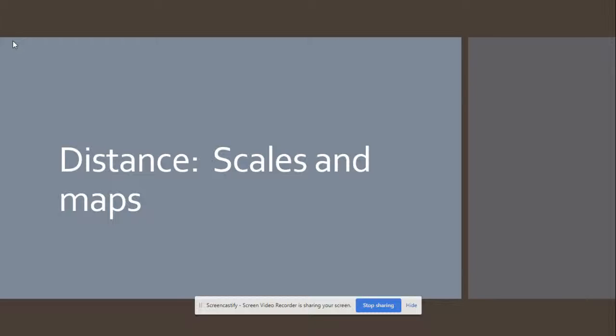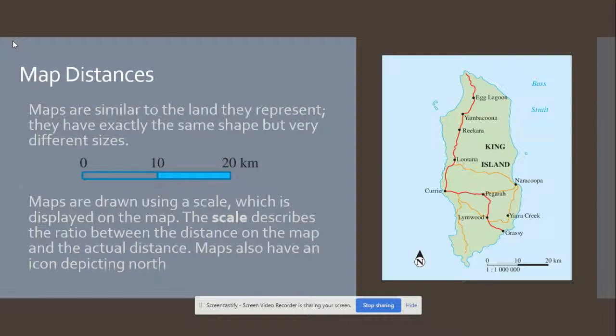All right, so we're looking at distance using scales and maps. If we look here, we look at a map distance. Maps are similar to the land they represent. They have exactly the same shape, so they're exactly as it goes around, but very different sizes. Okay, so here you've got 0, 10, and 20 kilometers.